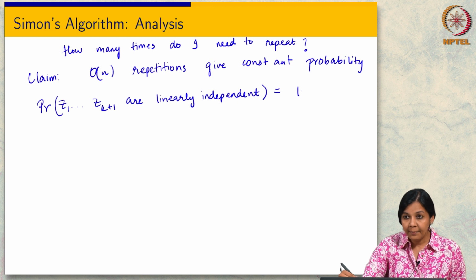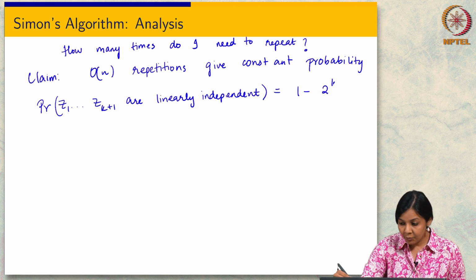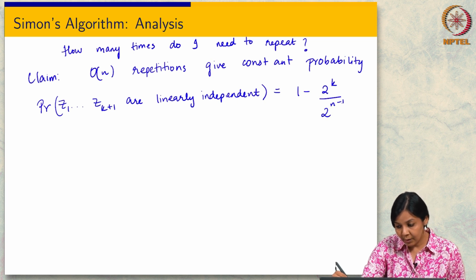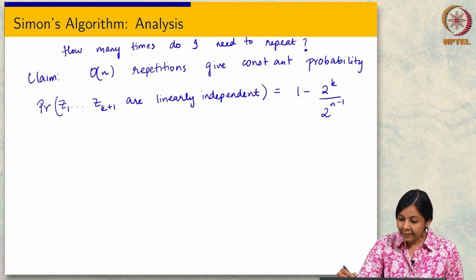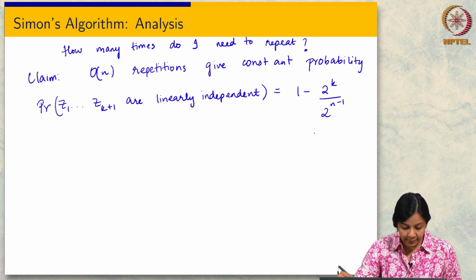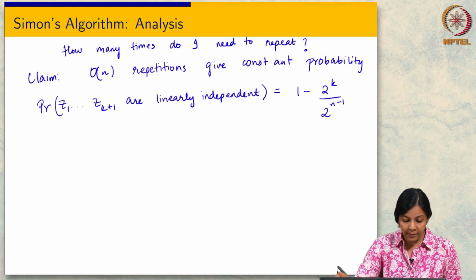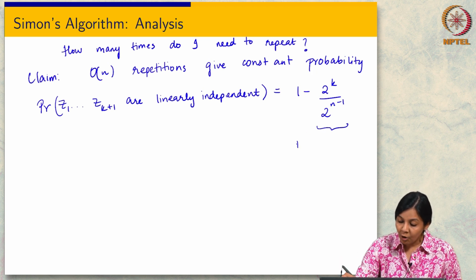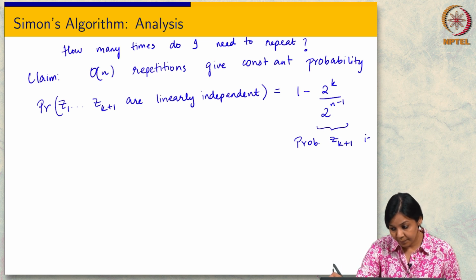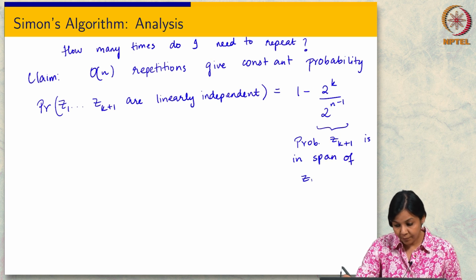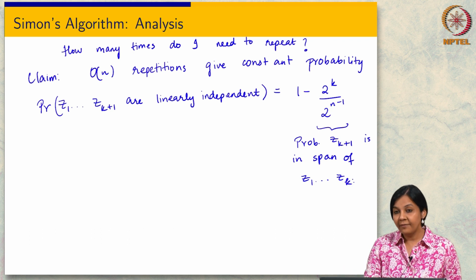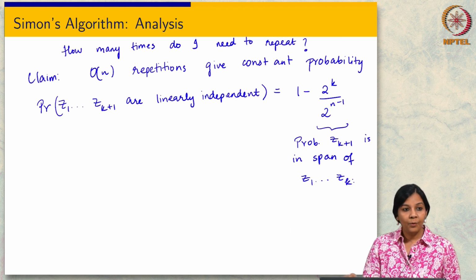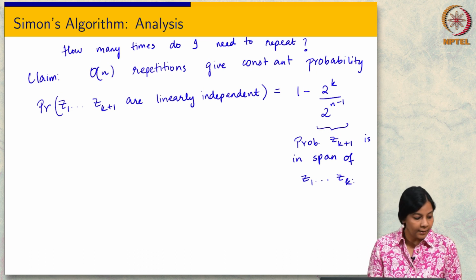So this I claim is 1 minus 2 to the k over 2 to the n minus 1, and this is just the probability that z(k+1) is going to be in the span of the vectors that I have already seen. Does everyone agree? This is just a simple probability analysis.